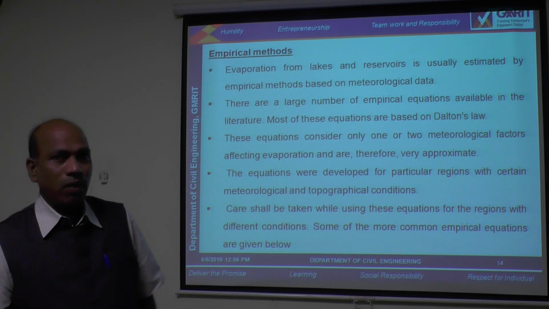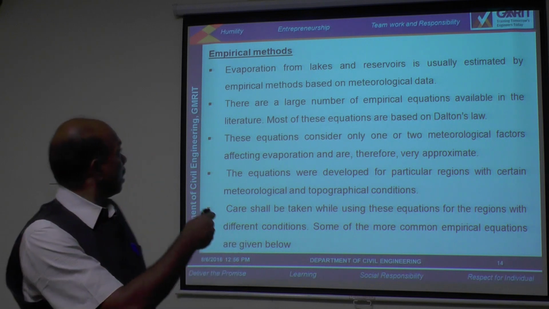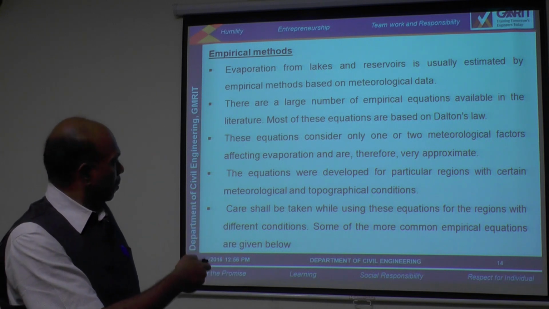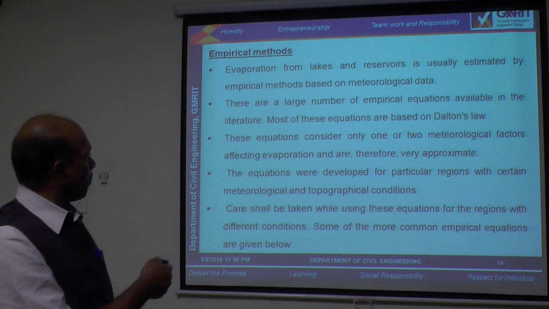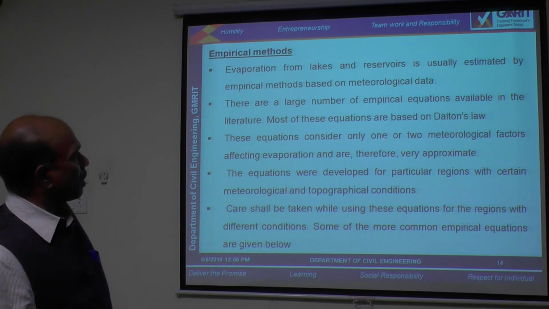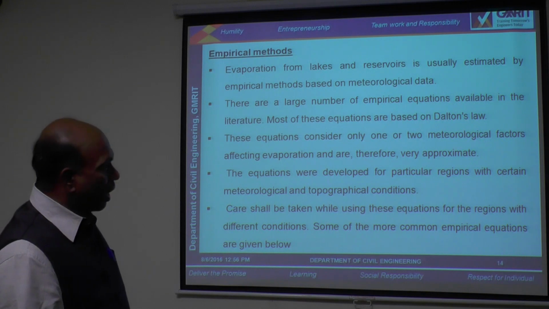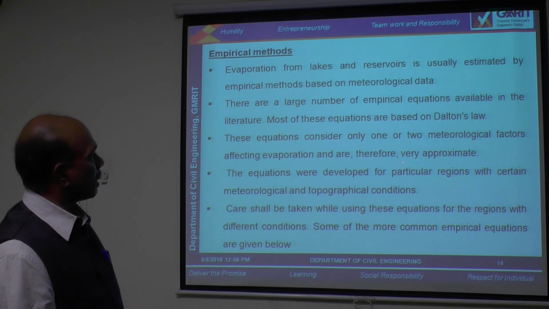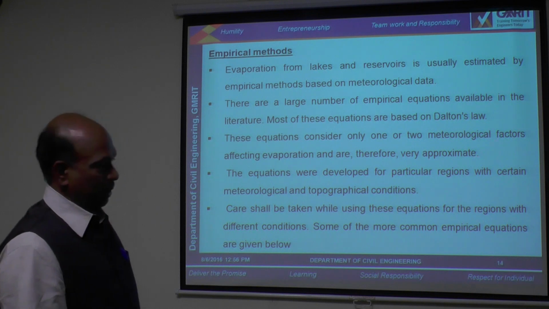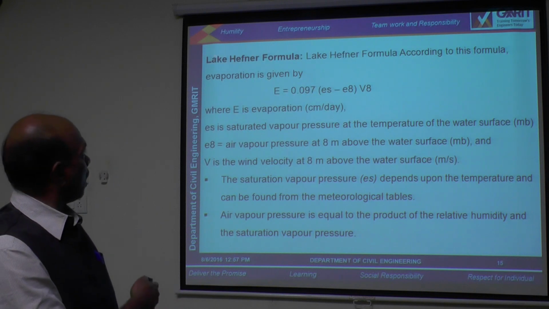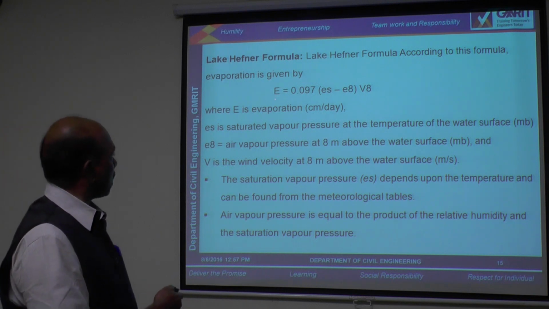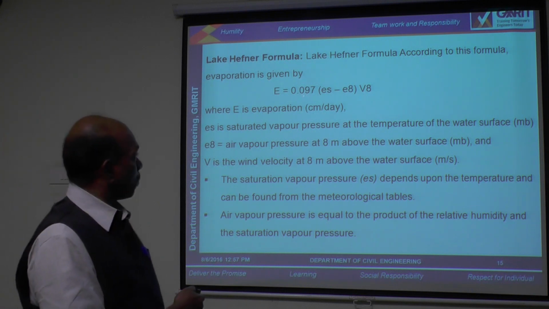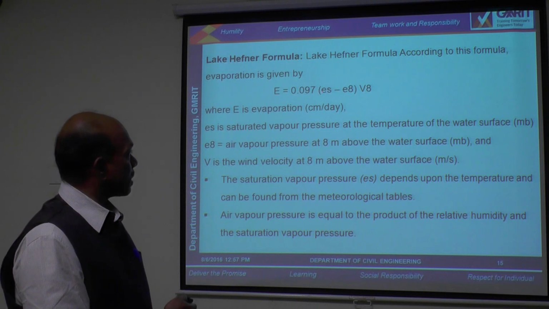For the determination of evaporation rate by using these empirical methods, we should use the meteorological data, but in the case of these empirical methods we only use one or two meteorological factors, because this empirical method is a very approximate method. This is one empirical formula, that is the Lake-Hofmann formula. Here in the Lake-Hofmann formula, the evaporation rate E equals 0.097 (ES minus EA). This is like the earlier formula.